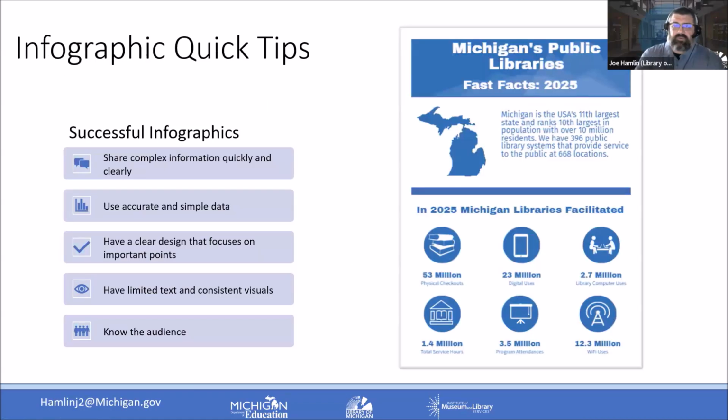So some of the quick tips for us for building an easy to use and understand infographic: you're going to share complex information quickly and clearly. So not a lot of verbiage, more snippets of data, pictures. It's basically the KISS rule, keep it simple, stupid. So it's easier to digest.